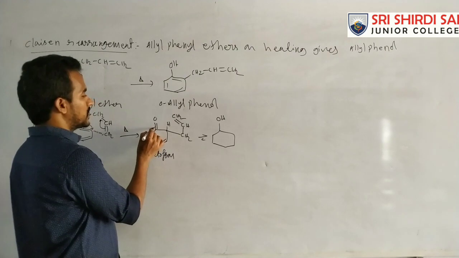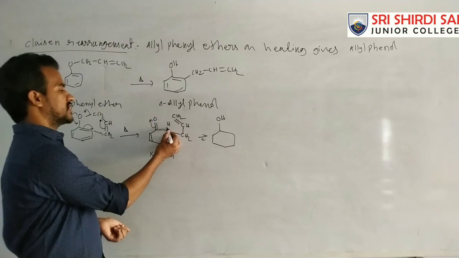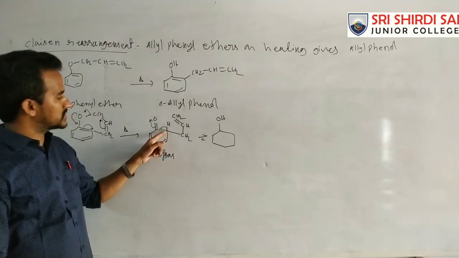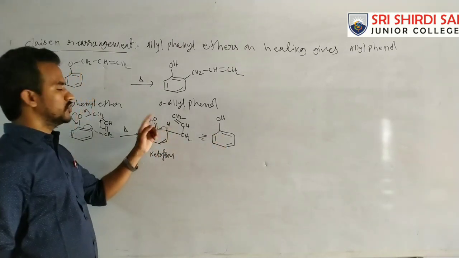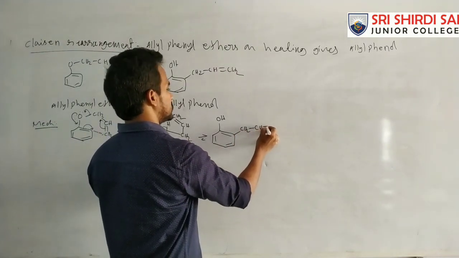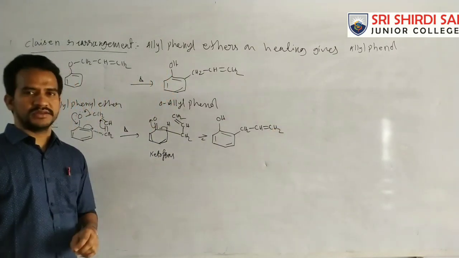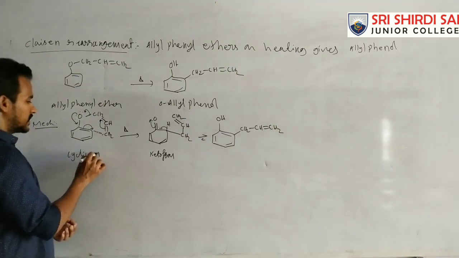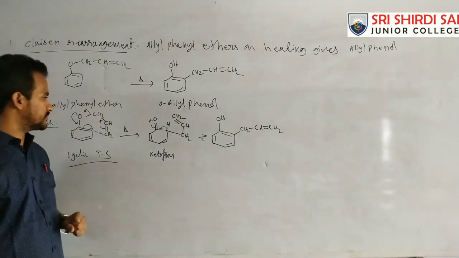By the breaking of this bond, this oxygen gains electrons and this hydrogen is transferred to oxygen. Then this carbon carries a positive and this carbon carries a negative, a pi bond forms, and H plus transfers to O minus, giving CH2 CH double bond CH2. So it is a very simple mechanism. It involves a cyclic transition state, with only breaking and making of bonds.